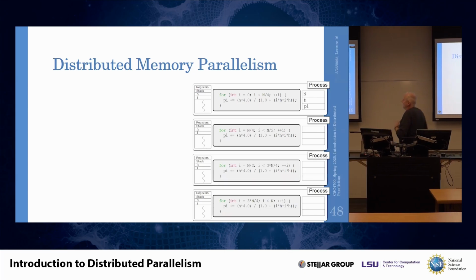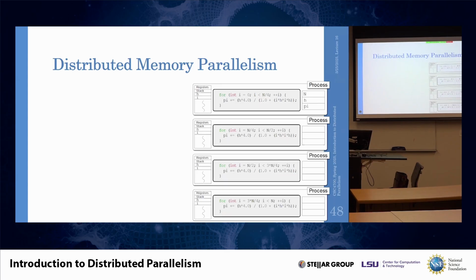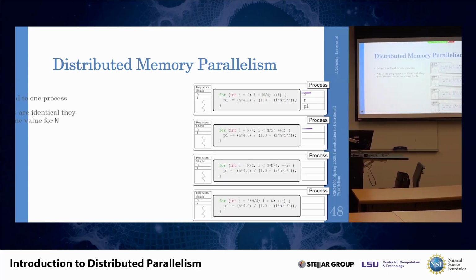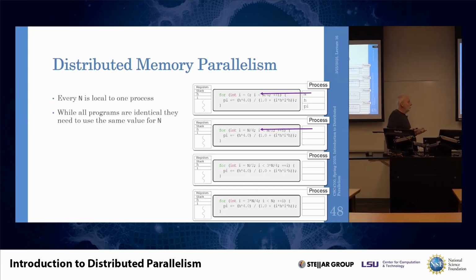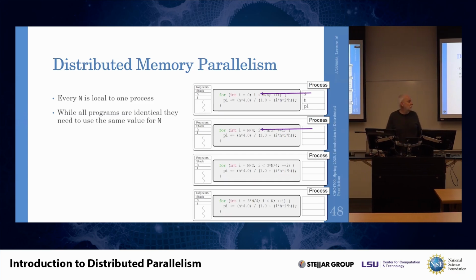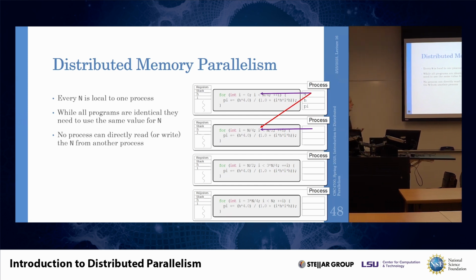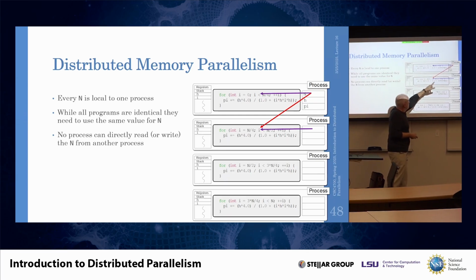But if you look at processes, you will notice that each process has its own n in memory. So these are distinct variables. Every n is local to its own process. And while all programs are identical, they need to use the same value of n, otherwise things will not work. No process can directly read or write n from the other process. So this is not possible.